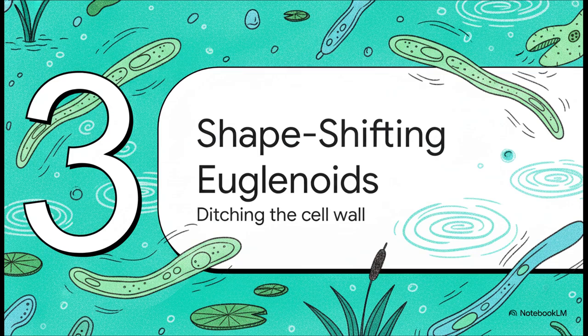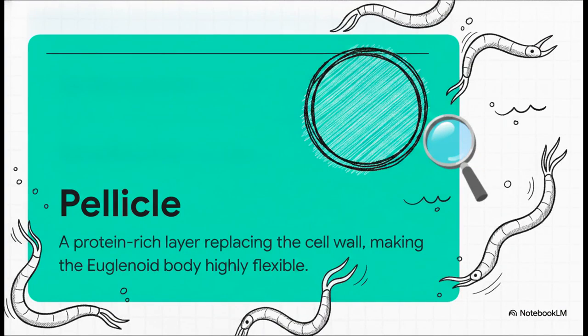Section 3. The shape-shifting euglenoids. Ditching the cell wall. Found mostly in stagnant freshwater, these fascinating little organisms uniquely ditch the traditional cell wall entirely. They swap it out for something way more flexible.